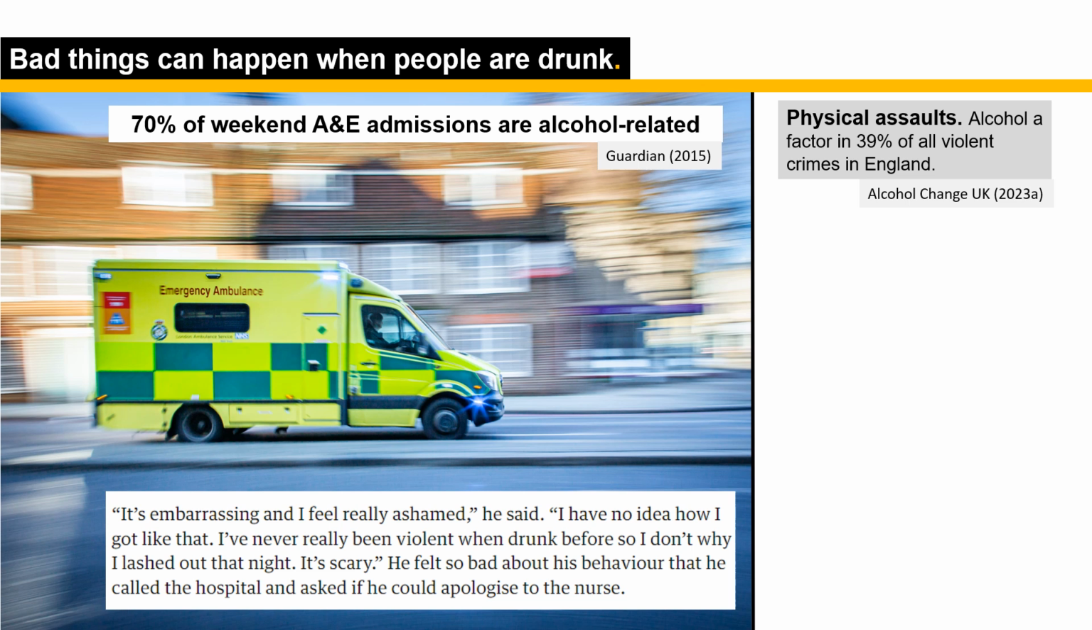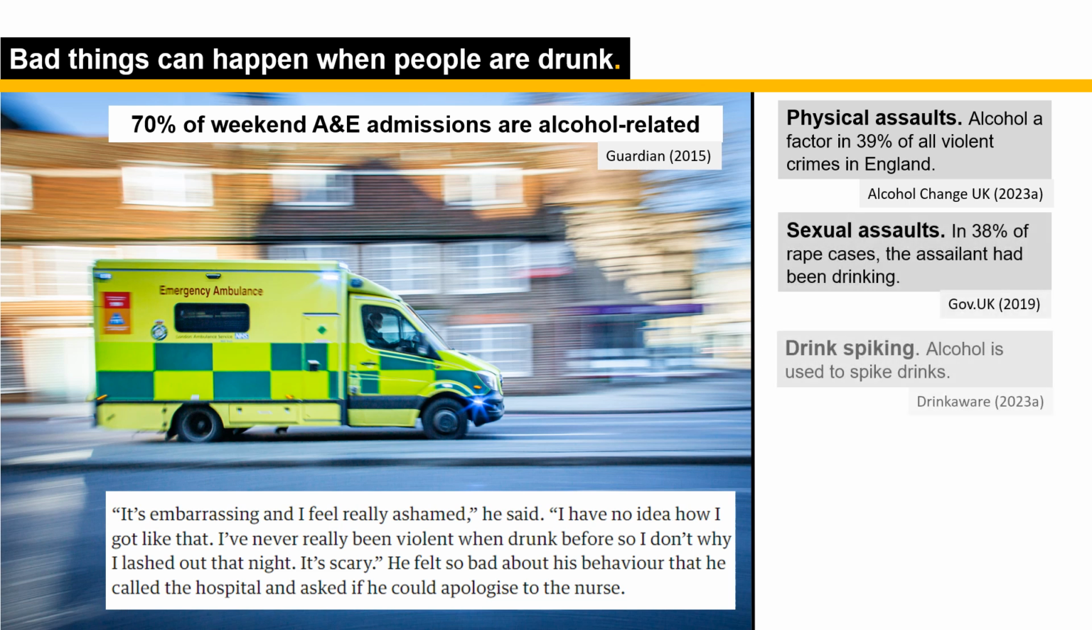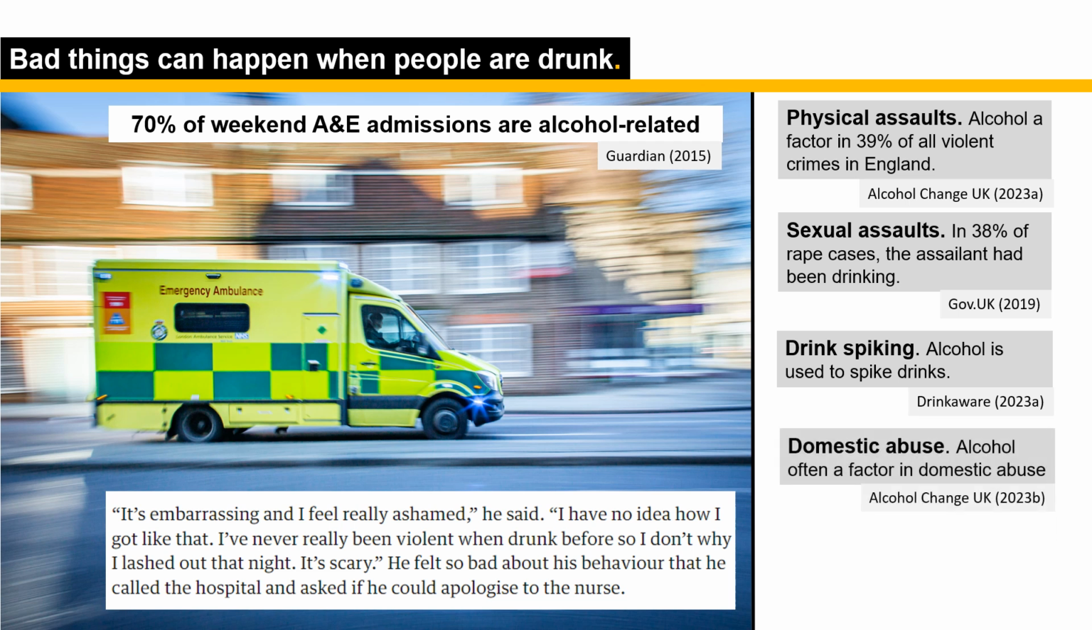39% of all violent crimes in England are thought to have alcohol as a factor. A similar statistic applies for sexual assaults. It's obviously involved in drink spiking. It has a really complicated relationship with domestic abuse. Sometimes it exacerbates the abuse and sometimes it's a smokescreen.